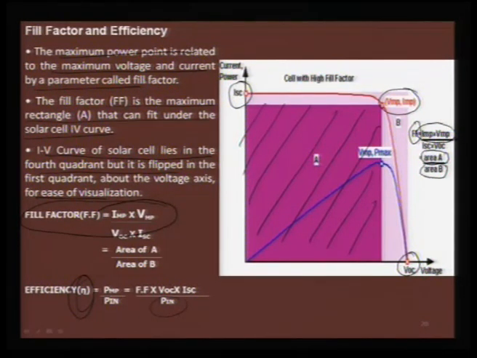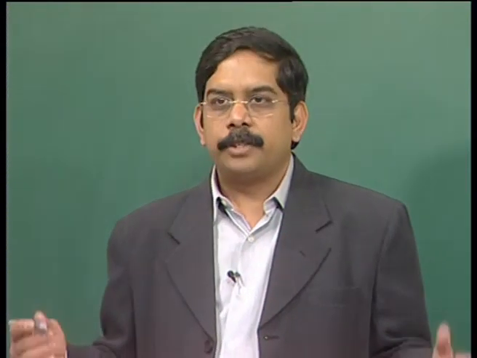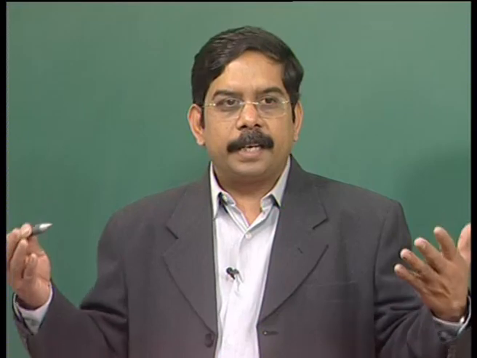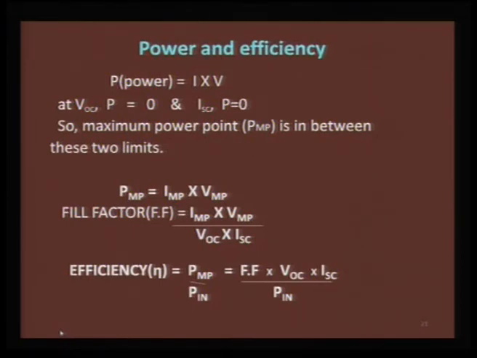So, if we have this in mind, whenever we measure a solar cell, all that you would like to see is the maximum area that you can generate under the curve. So, visually we can guess whether we have achieved the right efficiency or not. So, the power and efficiency is now defined this way. So, power is I cross V. So, at VOC your power is 0 and at ISC your power is 0. So, the maximum power point is PMP, which is at the maximum value of I and V. So, that is what is given here, and we have already seen that expression in the previous view graph. So, maximum power point is IMP cross VMP, this we should bear in mind.